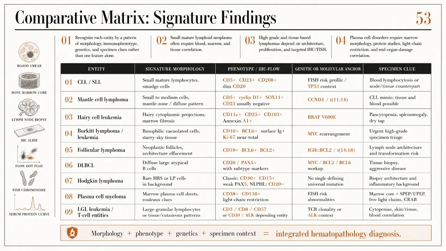Take chronic lymphocytic leukemia, CLL, for example. Morphologically, CLL is characterized by small, mature lymphocytes with condensed, clumped chromatin, often accompanied by smudge cells on peripheral blood smears. These smudge cells are not merely artifacts. They reflect the fragility of the leukemic lymphocytes and can serve as a diagnostic clue during specimen evaluation.